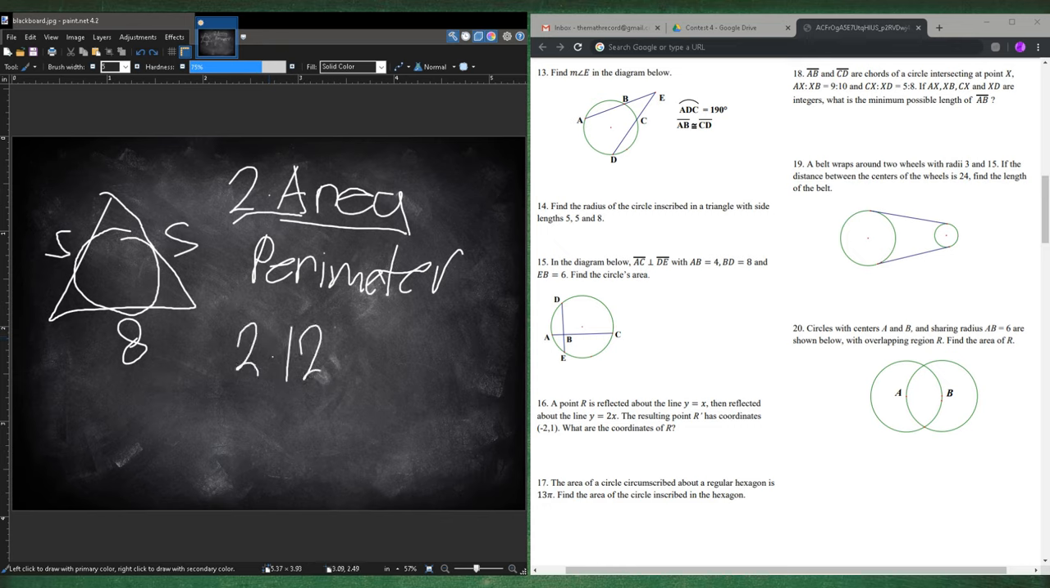So it's 2 times the area over the perimeter, which is 5 plus 5 plus 8, which is 18. So 2 times 12 is 24 over 18. Simplify: 18 divided by 2 is 9, divide by 3 is 3, and the numerator divided by 3 is 4. So the inradius, which is right here, let me draw this out for you. You have a radius right here. That radius is equal to 4/3.